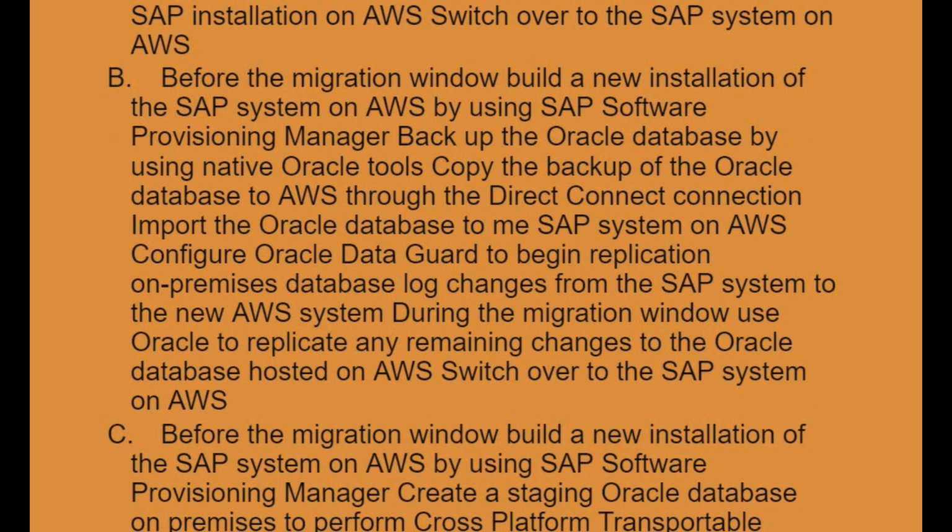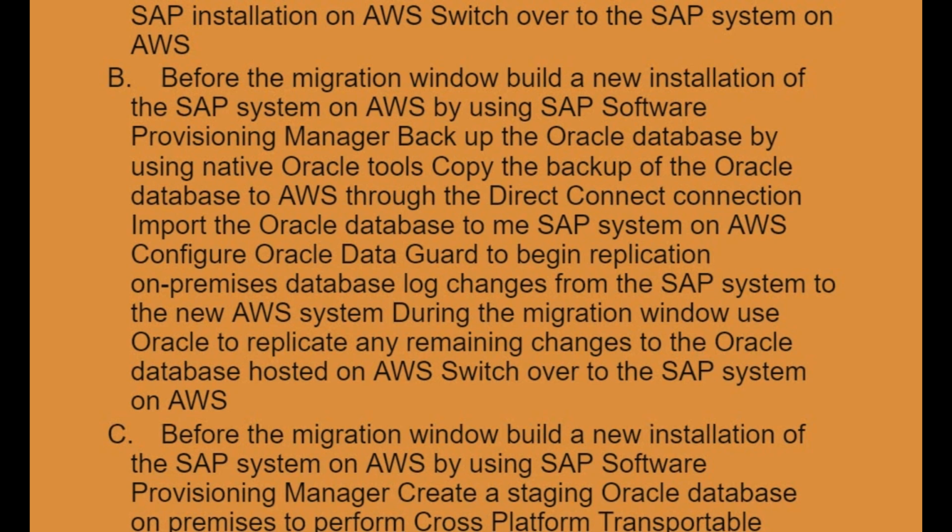Option B. Before the migration window, build a new installation of the SAP system on AWS by using SAP Software Provisioning Manager. Backup the Oracle database by using native Oracle tools. Copy the backup of the Oracle database to AWS through the Direct Connect connection. Import the Oracle database to SAP system on AWS.